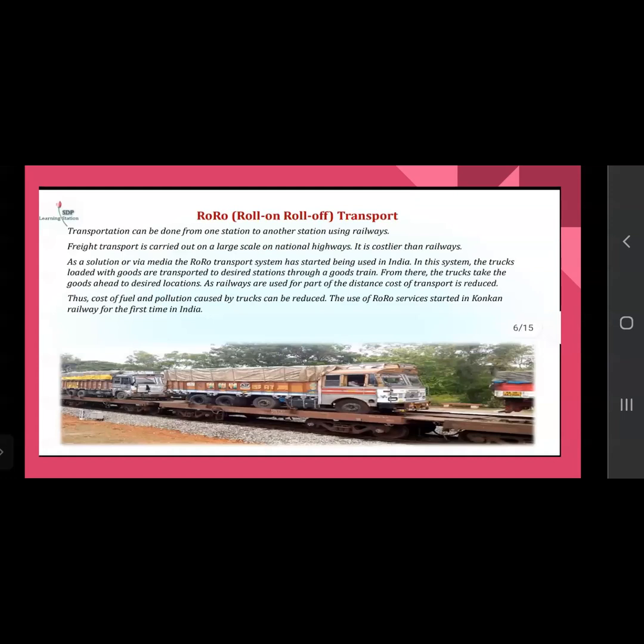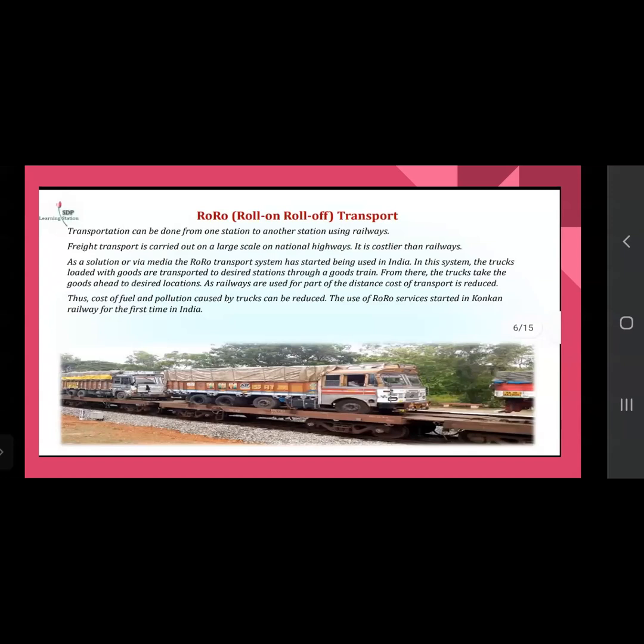Now, RO-RO, or roll on, roll off transport. Transportation can be done from one station to another using railways. Freight transport is carried out on a large scale on national highways, but it is costlier than railways. Freight means a big quantity of goods or products transported on a large scale.